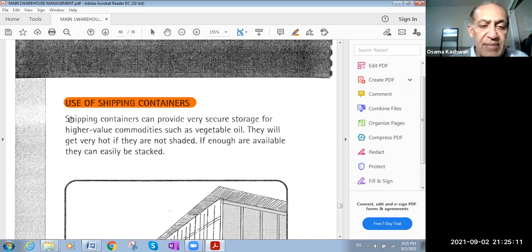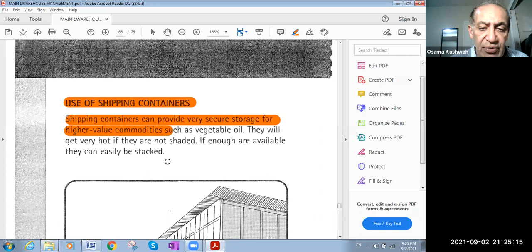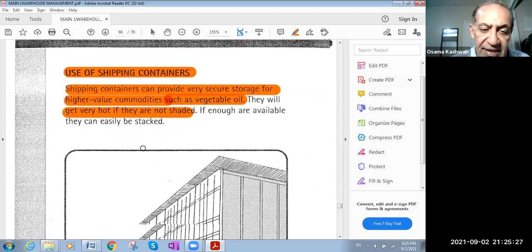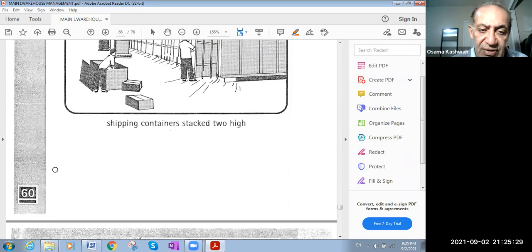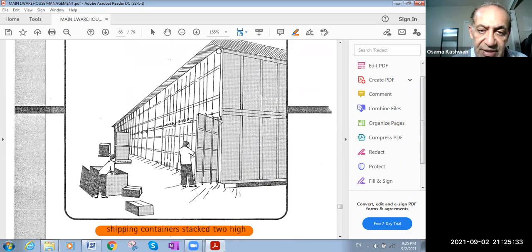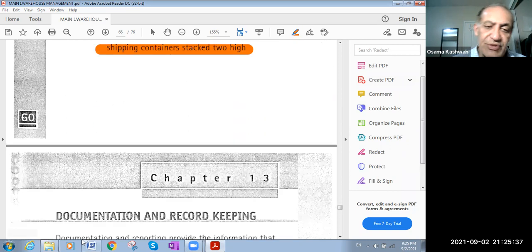Shipping containers can provide very secure storage for high value commodities such as vegetables and oils. They will get very hot if they are not shaded. If enough are available, they can easily be stacked. So, this shipping container is stacked too high. Like you see here, the height of it is very tall.